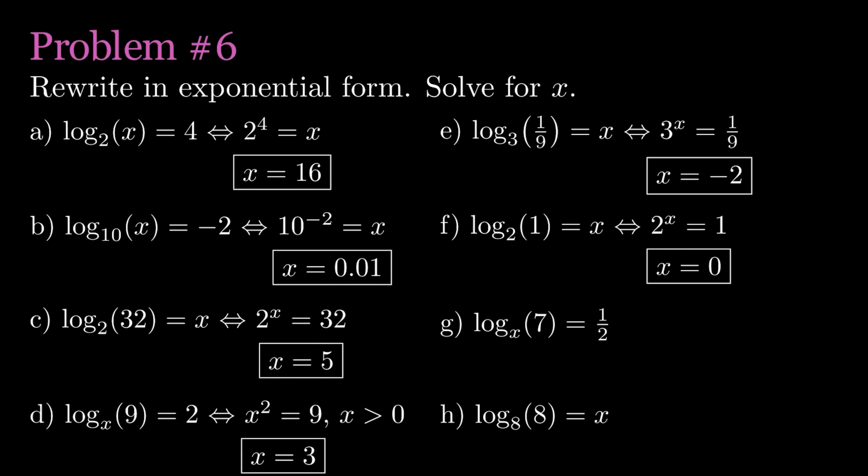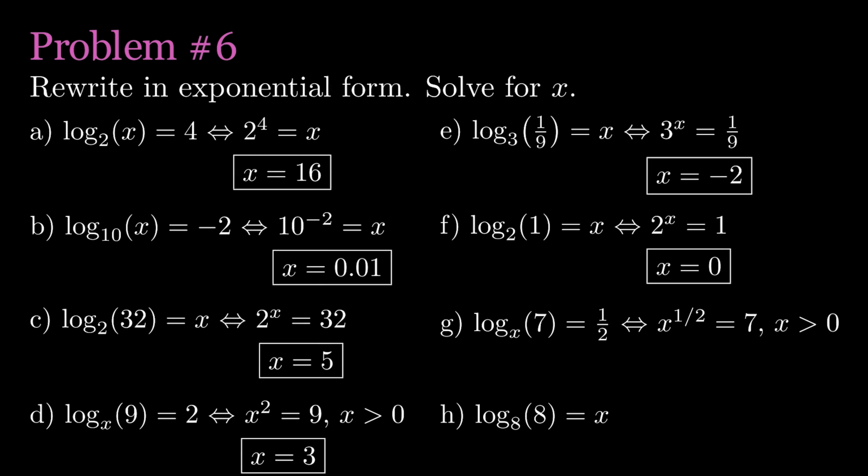In part G, x is again in the base of our logarithm, and that becomes the base of the exponential. The value of the logarithm is 1/2, that becomes the exponent of the exponential form, and the input of the logarithm is 7, that becomes the value of the exponential. So our exponential form is x to the power of 1/2 equals 7, but since x is in the base of the logarithm, it must be greater than 0.